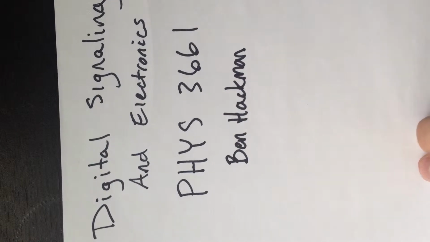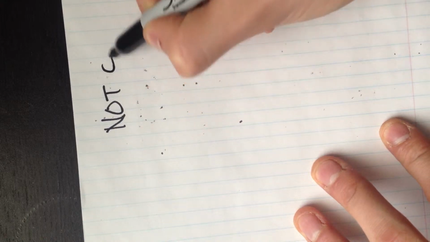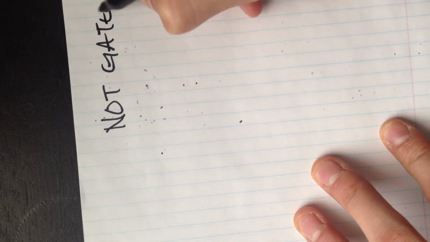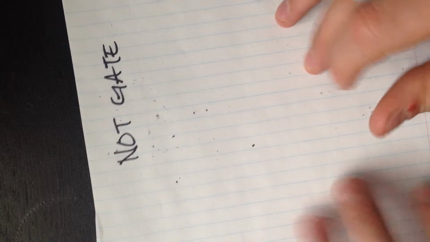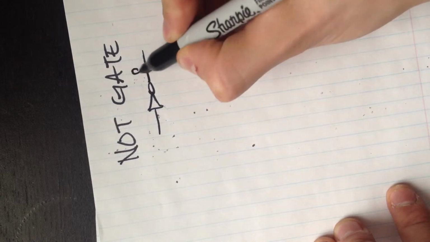I'm going to introduce another logic gate for you. Today the logic gate will be the NOT gate. Now this is a fairly simple gate. Only one input and one output.